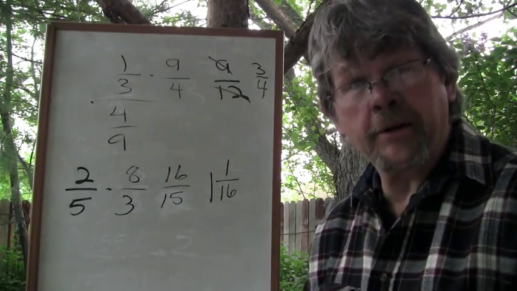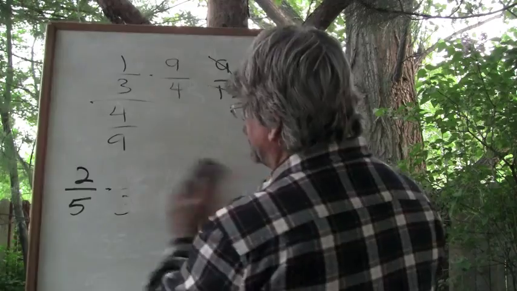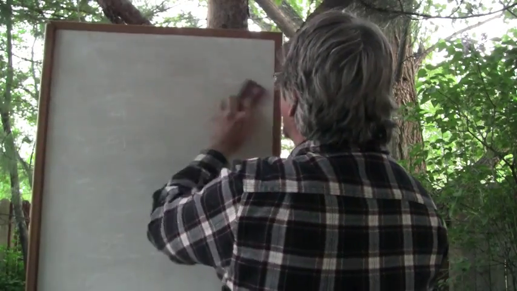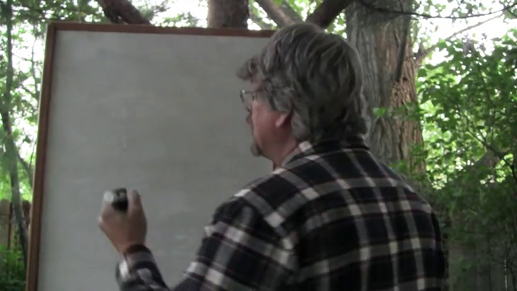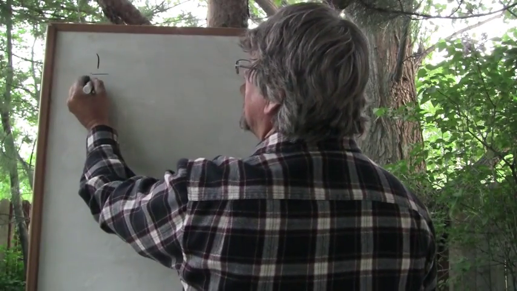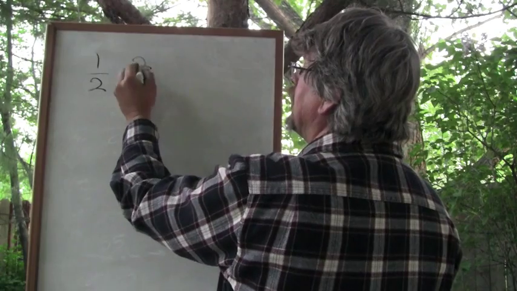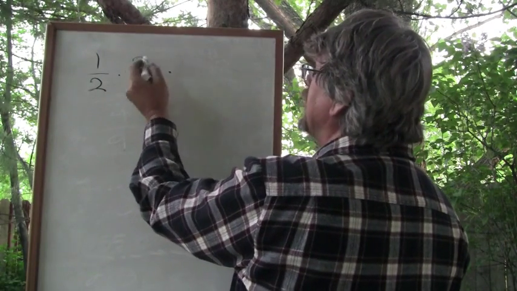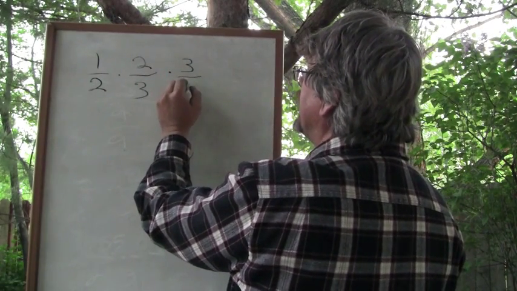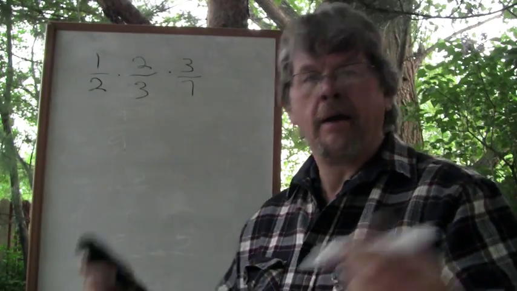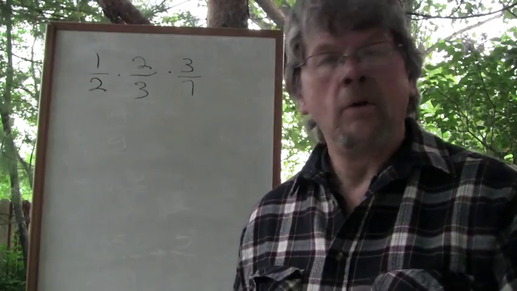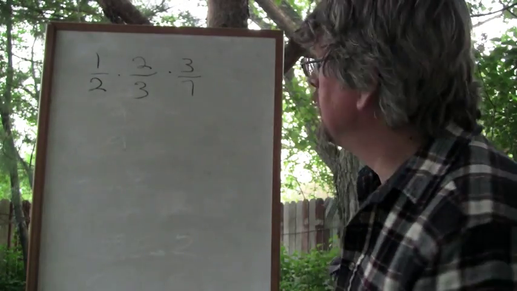You don't believe me, do you? Fine, let's do another one. Here's what we'll do. Let's do 1/2 times 2/3 times 3/7. 3 different fractions multiplying. How the heck do you do this? One step at a time is how you do it.